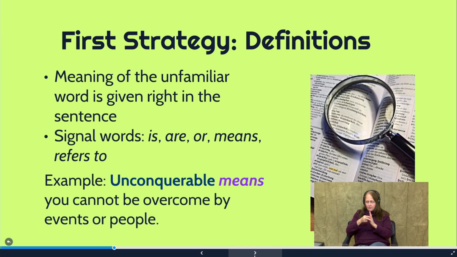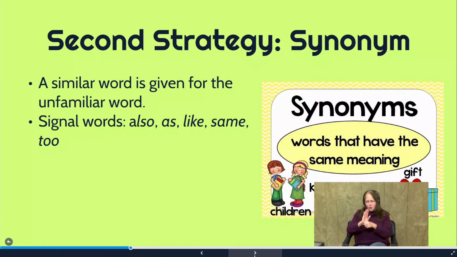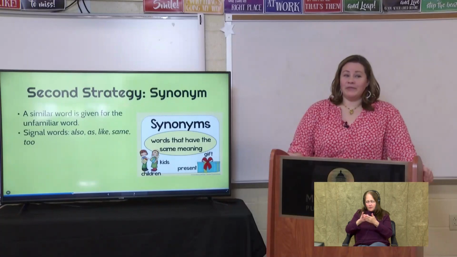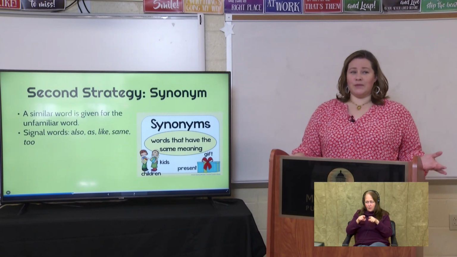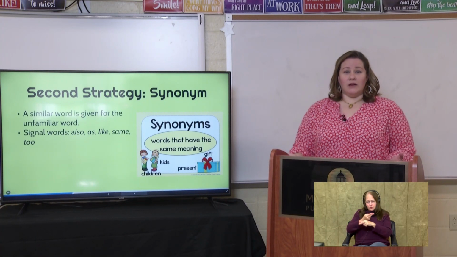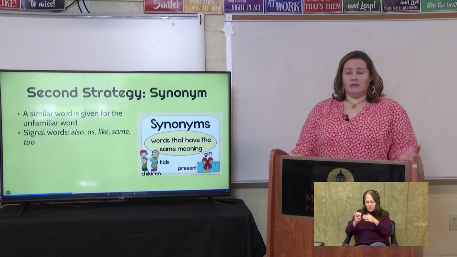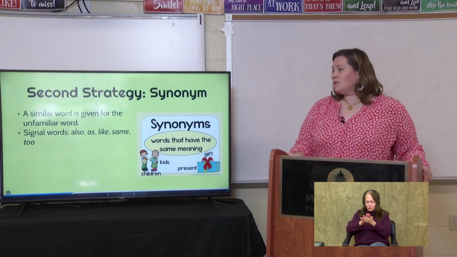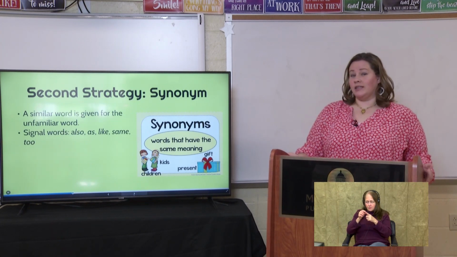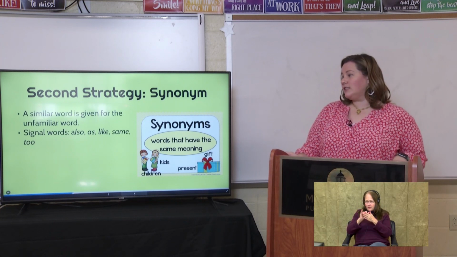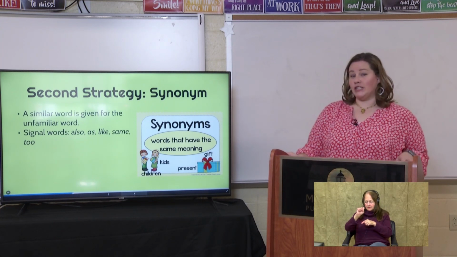So for example, unconquerable means you cannot be overcome by events or people. So we're given the definition. I know that if something is unconquerable, it means that it is not going to be taken over by someone else. The second strategy is using a synonym. Now, synonyms are something that we have been used to in elementary and middle school here. It's when a similar word is given for the unfamiliar word. Signal words here include also, as, like, same, and to.